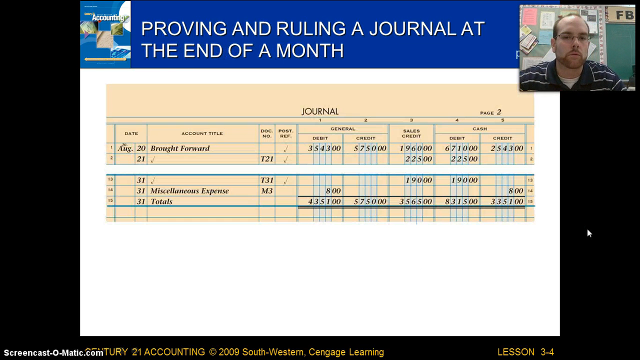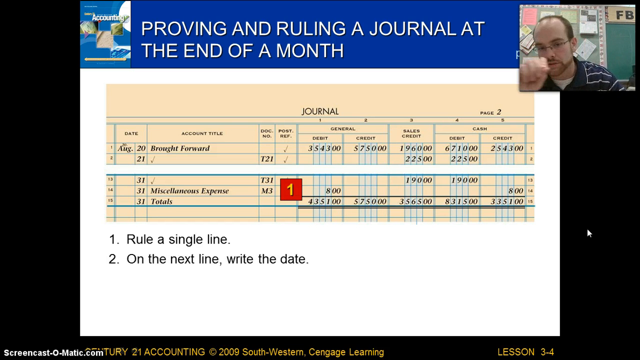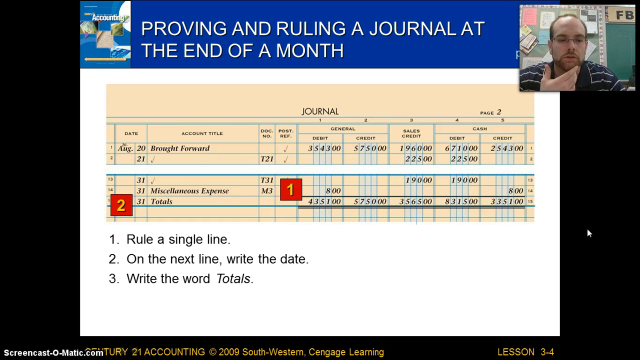Now we want to prove and rule a journal at the end of the month. Very similar steps. We start off by ruling a single line, drawing that ruler and just drawing a line down the bottom. On the next line, we want to write the date of the 31st, and then instead of writing carried forward, we write the word totals. That way we know that these are the totals of each column for that month.